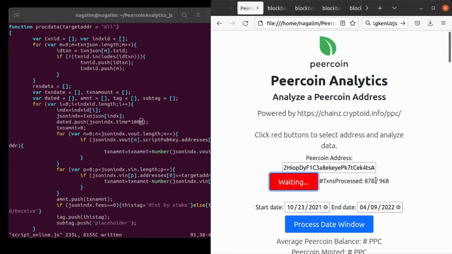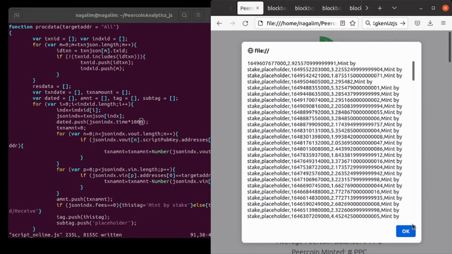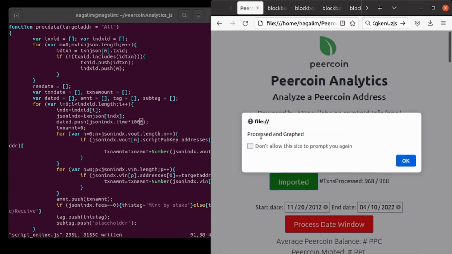Chainz, I think, was able to handle that, whereas Blockbook is not. But Chainz wanted a different thing where they wanted a key, right? They wanted an API key, and that's kind of annoying. So this is what we got. Oh yeah, I forgot about that. I need to turn that off. But anyway, processed and graphed.